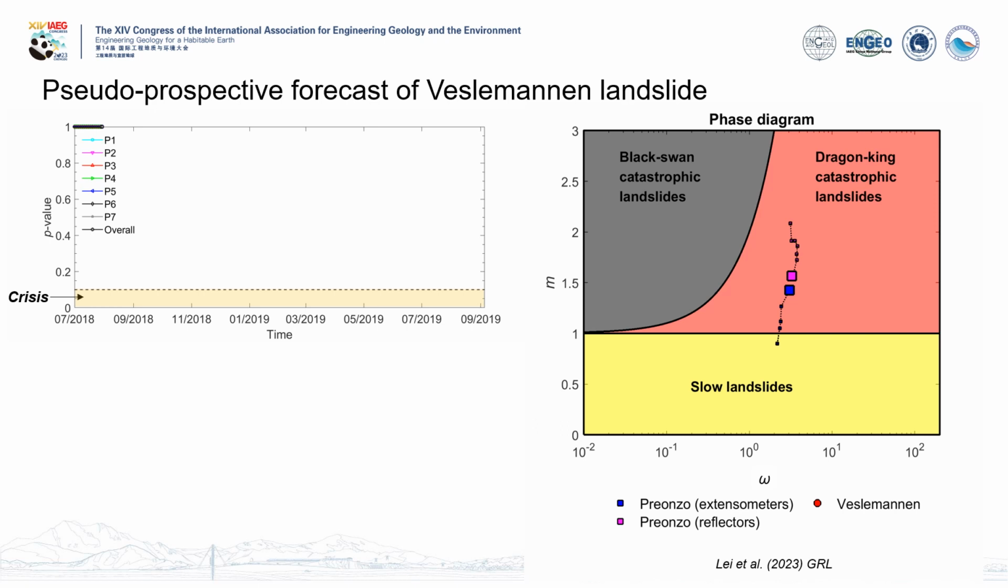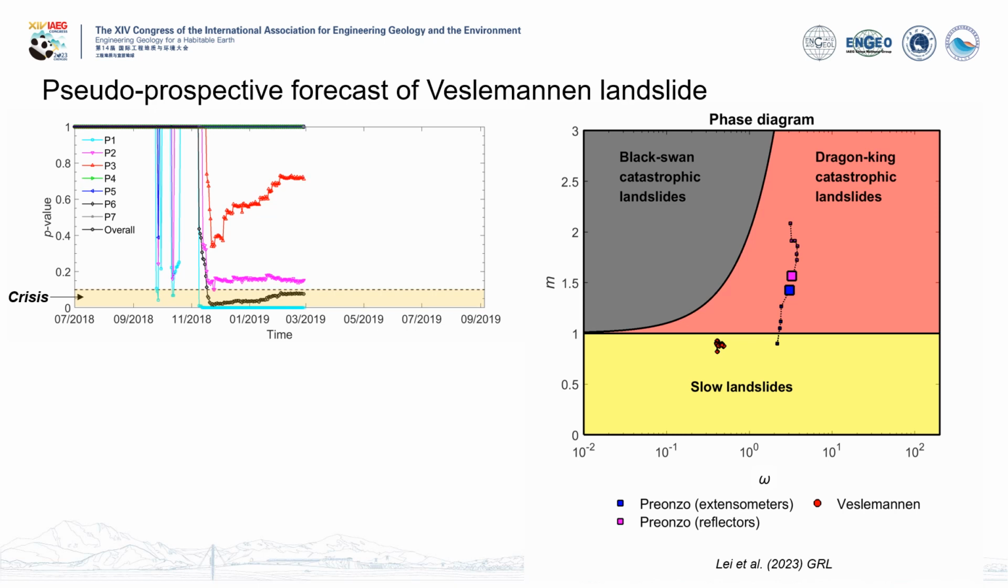Here we can see that in the year of 2018, some radar points showed p-value drops, but only one radar point dropped below 0.1. We see the overall p-value dropped below 0.1 starting from November 2018, which indicates that the slope may have transitioned into a crisis. But when we look at the phase diagram, it is still in the slow landslide regime.